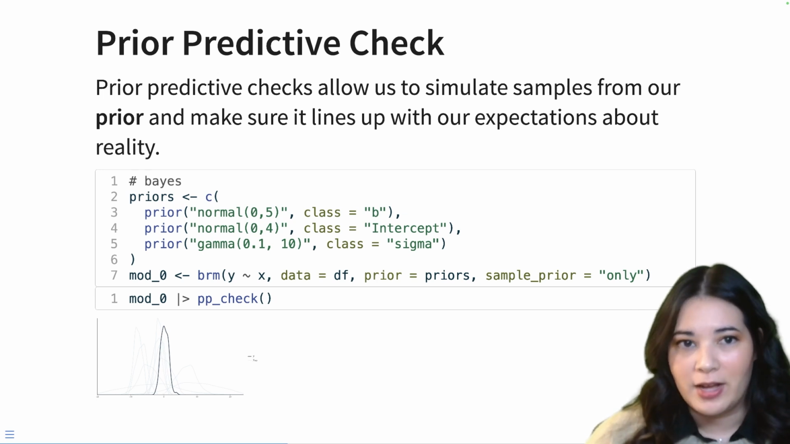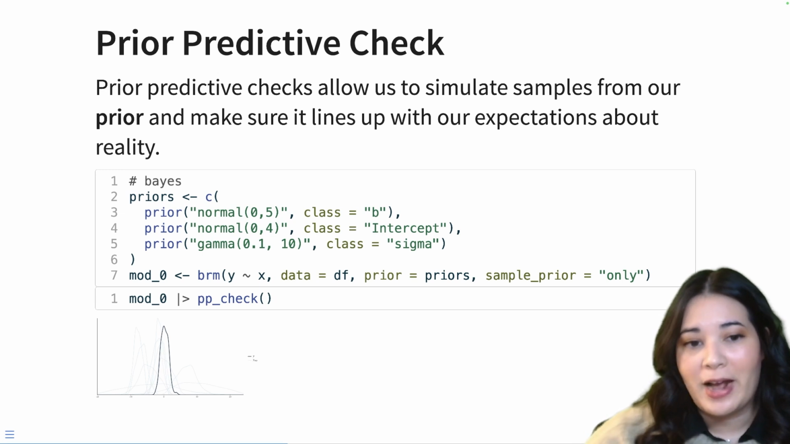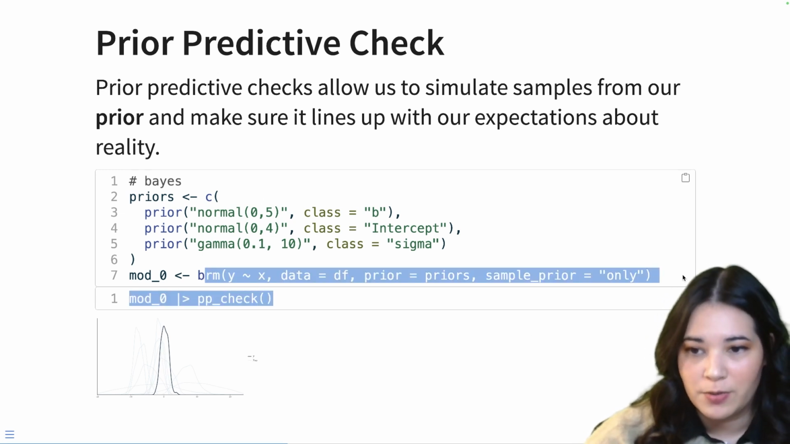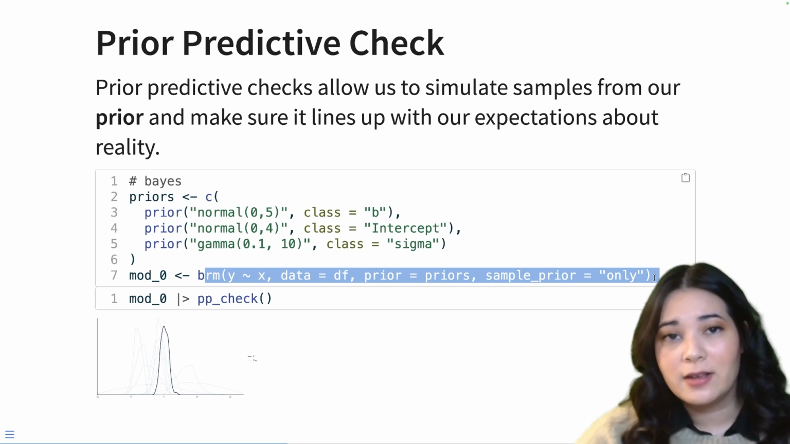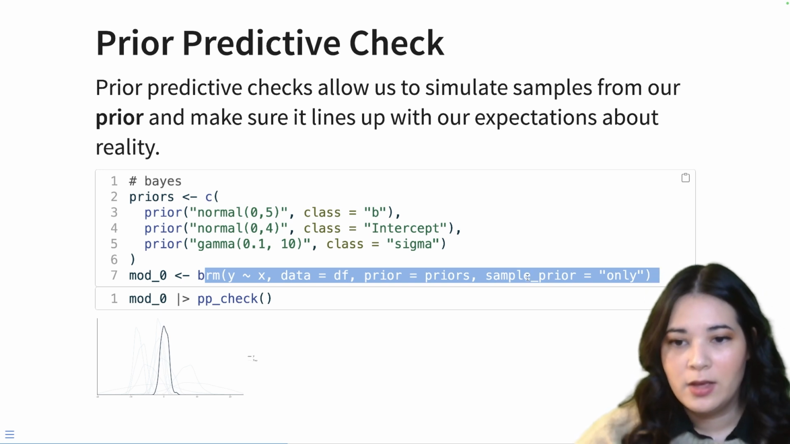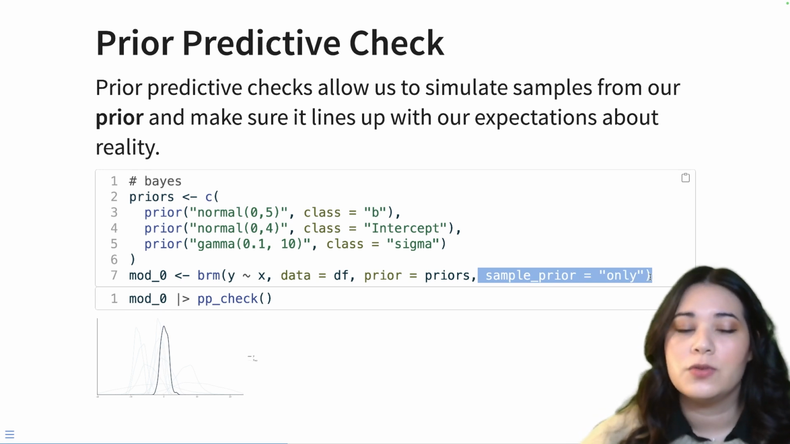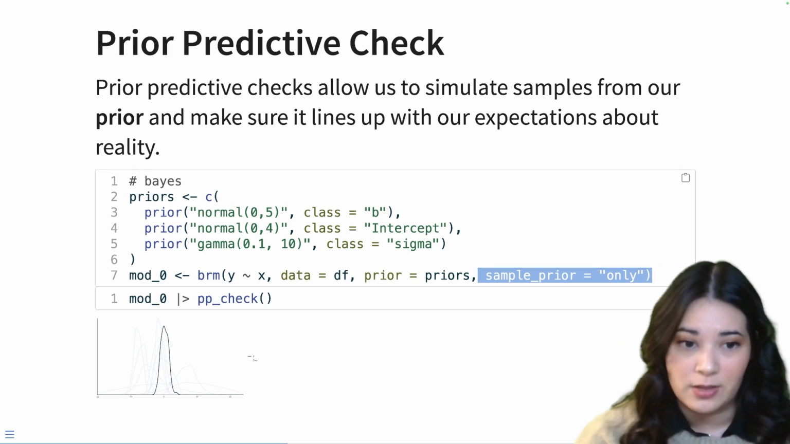Here's how you would run a prior predictive check in the brms package. First, we would have to, of course, set our priors for the model and then fit a regression model. Here, we're fitting a very simple regression with only one predictor X and one outcome Y. We then use this argument sample_prior equals "only" to tell the model to only sample from the prior and not use the likelihood to update the prior to give us the posterior.